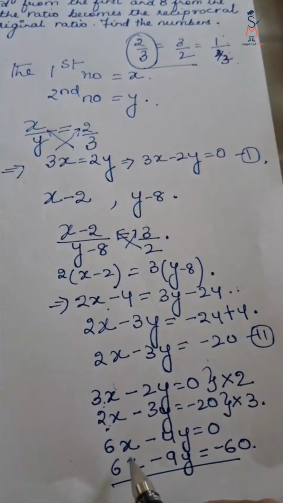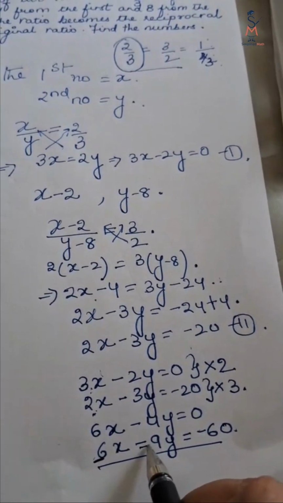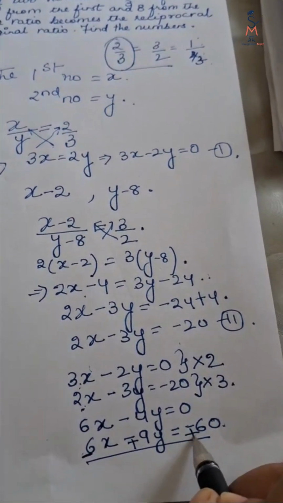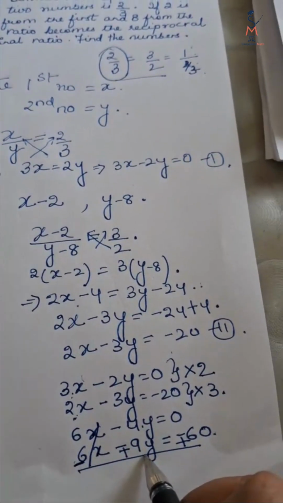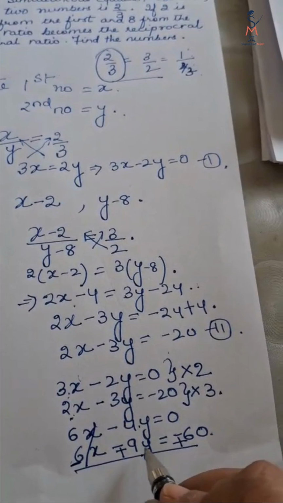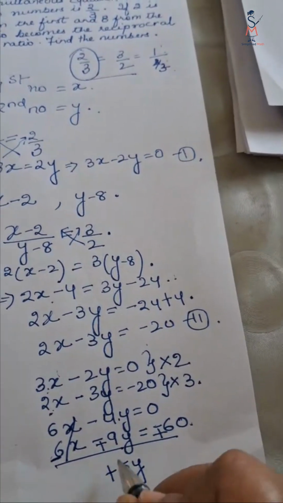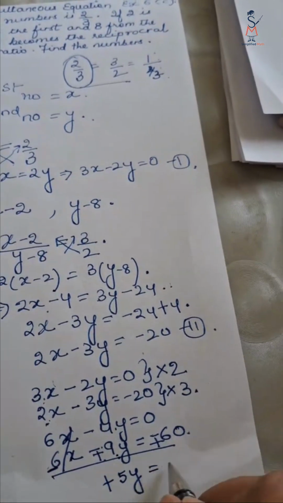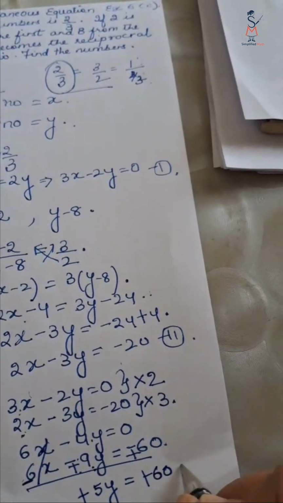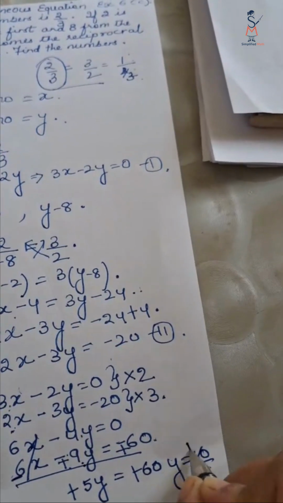So now we will solve it. How will we solve? Subtract, so we'll change the signs. This becomes minus, this becomes plus and this becomes plus. So the 6x gets cancelled, and minus 4y plus 9y gives 5y with the plus sign, because 9 is greater. The minus sign has changed to plus and this is plus 60. So y is equal to 60 upon 5, that is 12.